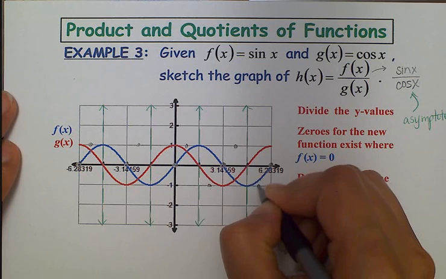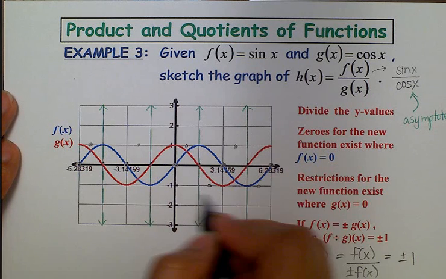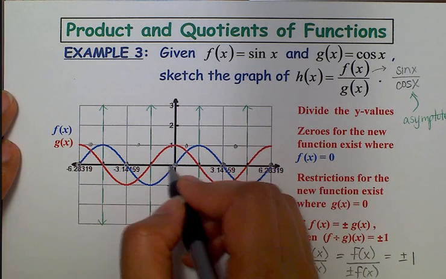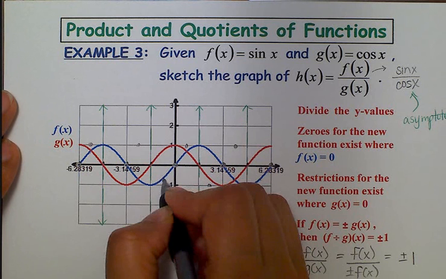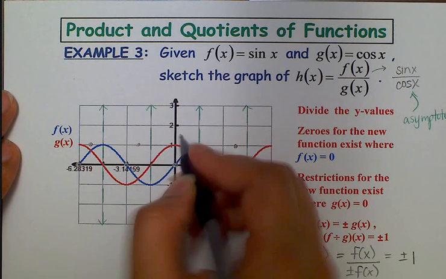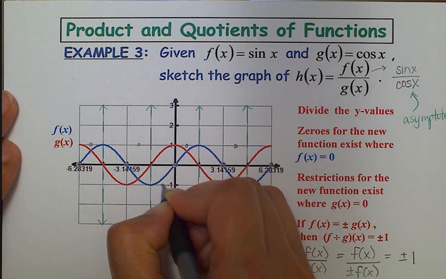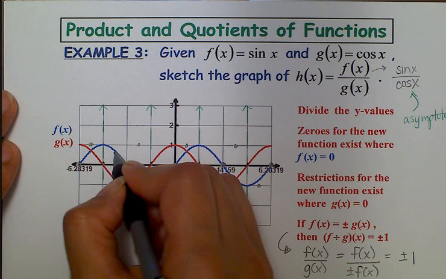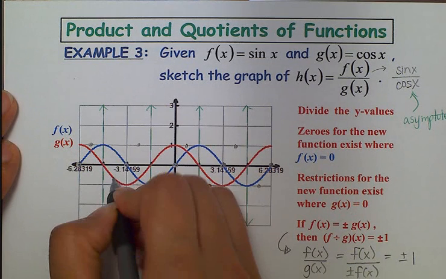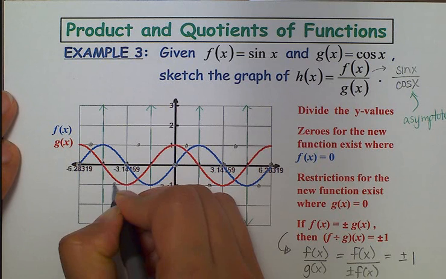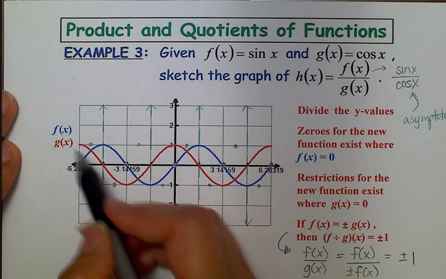And I'll continue graphing any of those points that I may see. So again, negative 0.7 divided by 0.7 is negative 1. And again, positive 0.7 divided by negative 0.7 is equal to negative 1. Notice the order in which I'm dividing. Remember to divide f of x by g of x always.